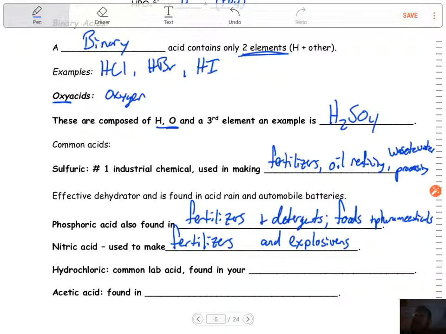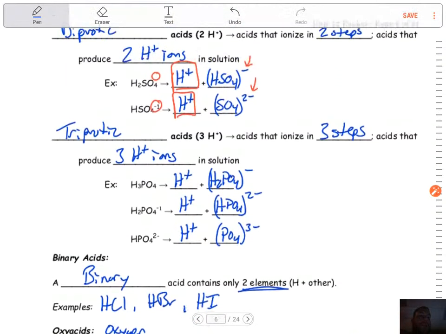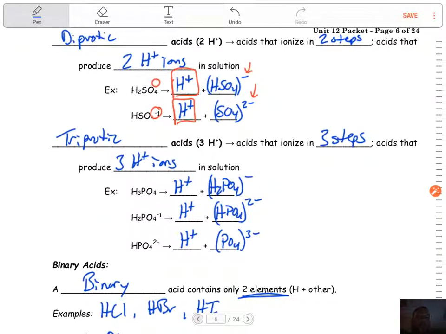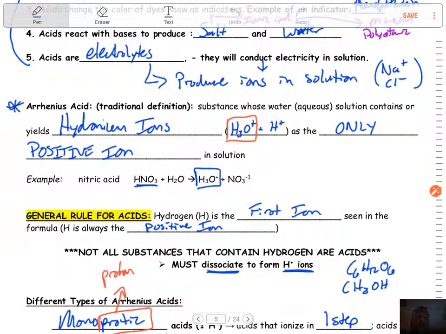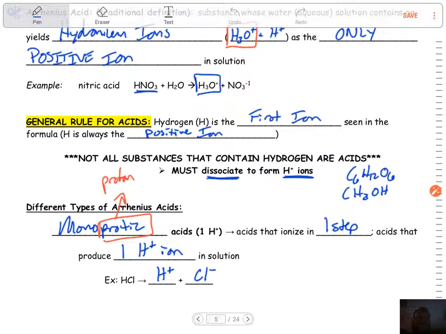Last one, guys, hydrochloric acid. It's found in your stomach. And the last one, acetic acid, is found in vinegar. So, big thing here, make sure you can identify the difference between mono, di, and triprotic. Make sure you know the general properties. Make sure you know the definition of this Arrhenius acid and this general rule as well.